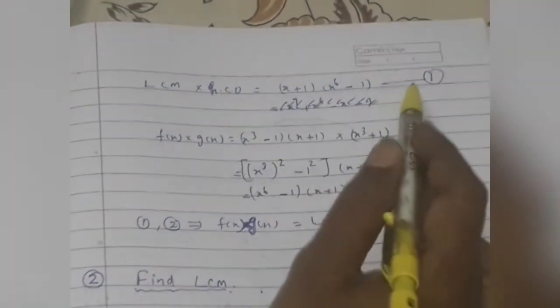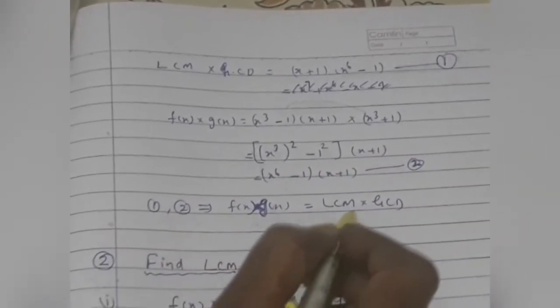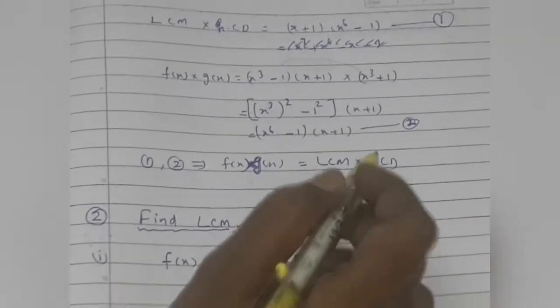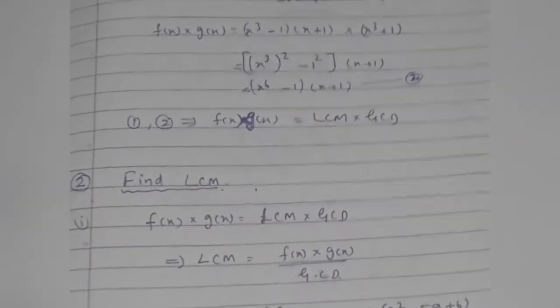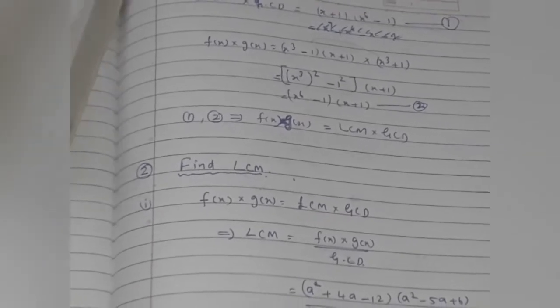Comparing these two, from 1 and 2, what you are observing is f of x into g of x is equal to LCM into GCD. Okay, these are the things. And the third sum you can do as homework. Okay, you try it as a homework.